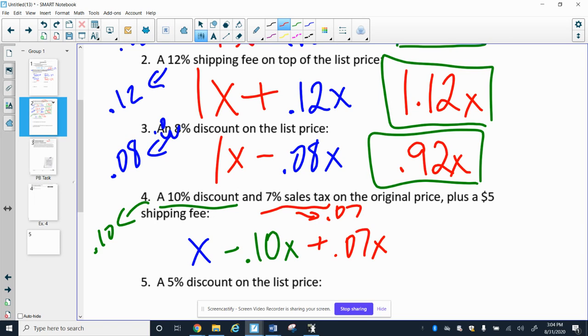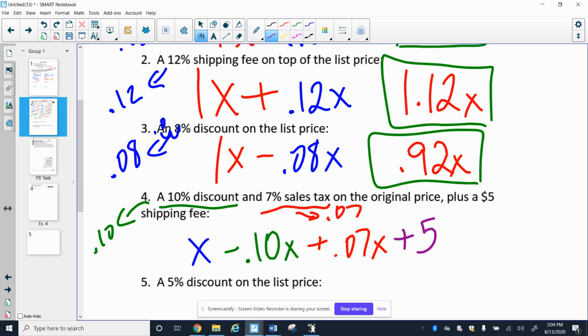Last thing, it says plus a $5 shipping fee. Okay, so this is not a percent, right? This is just saying add on $5 to your total cost. This is just going to be a number at the end, plus 5. Plus, because it's added on, right? You would add on $5 to your cost for there to be a shipping fee.